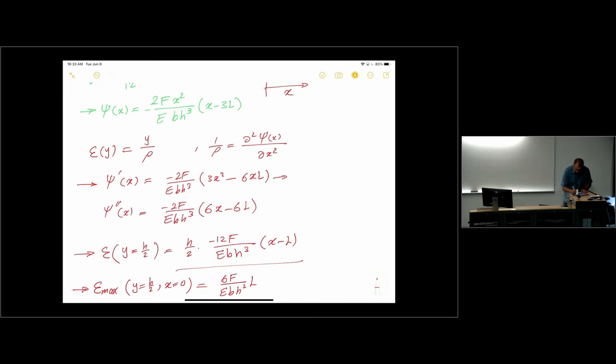Okay, or let me just write it as a constant times the input force. Okay? So now you have an equation that gives you the strain at the base of the cantilever based on how much force you apply to the tip of this cantilever.